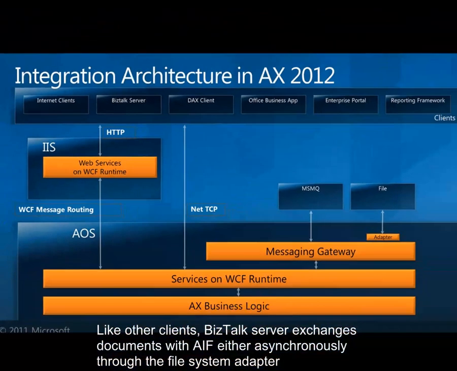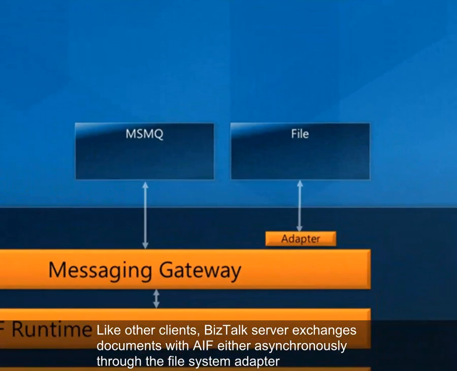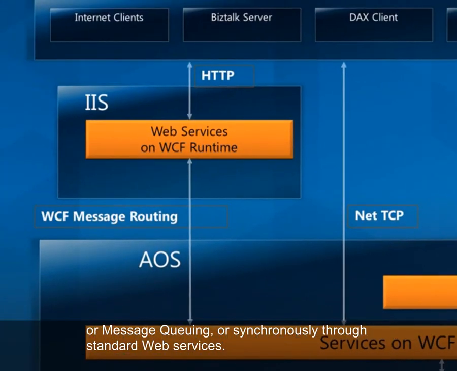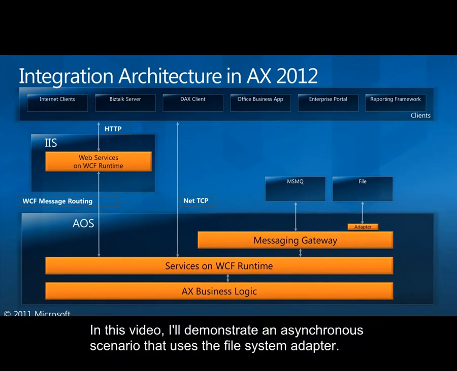Like other clients, BizTalk Server exchanges documents with AIF either asynchronously through the file system adapter or message queuing, or synchronously through standard web services. In this video, I'll demonstrate an asynchronous scenario that uses the file system adapter.